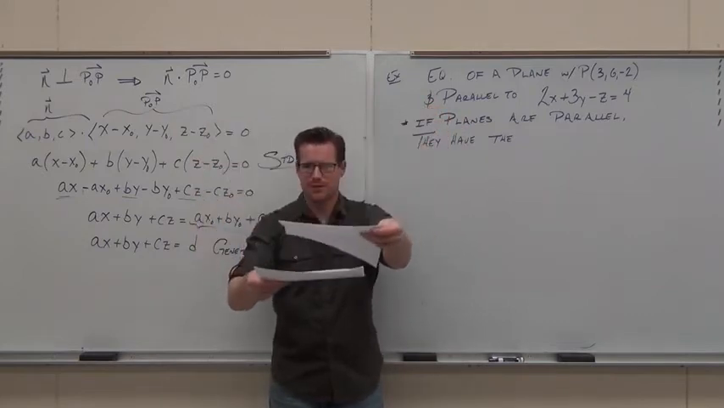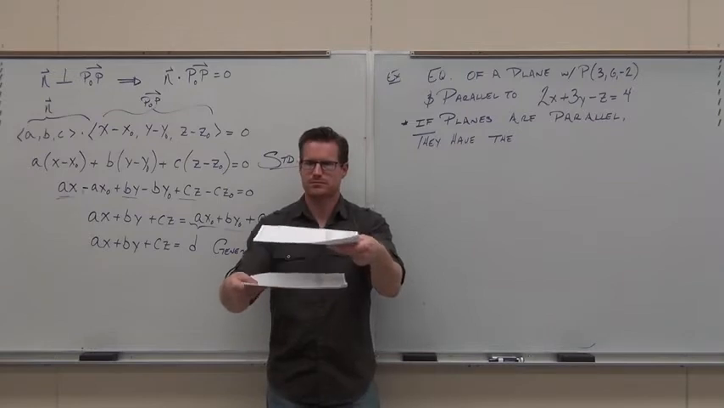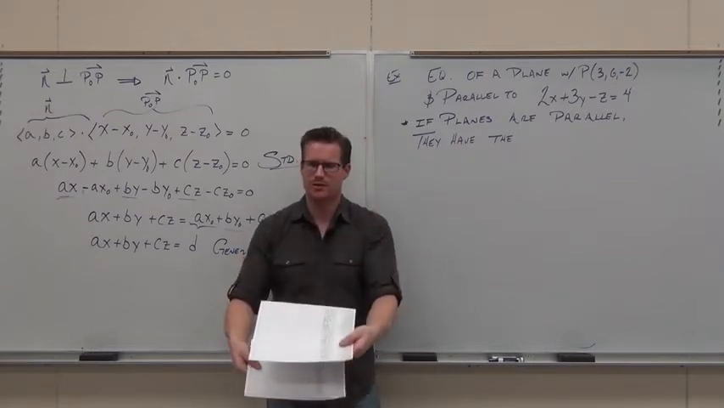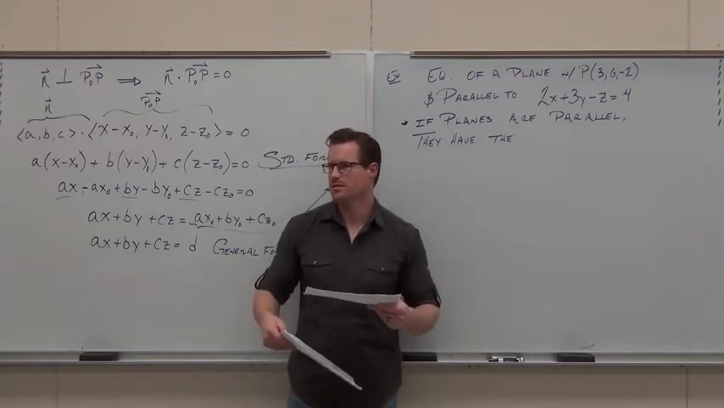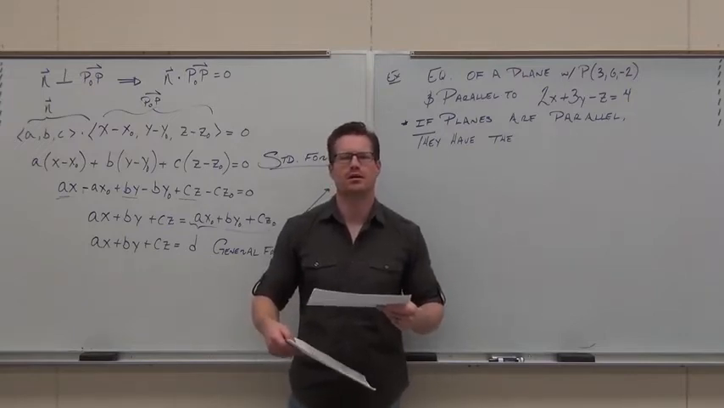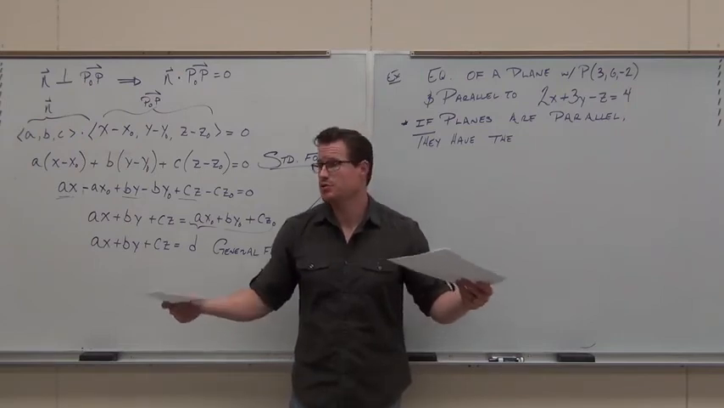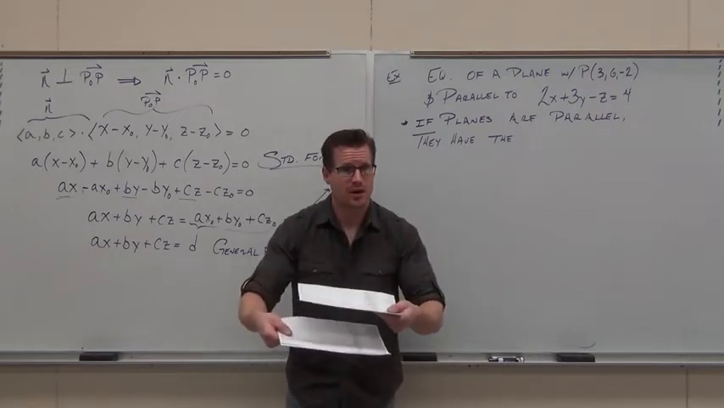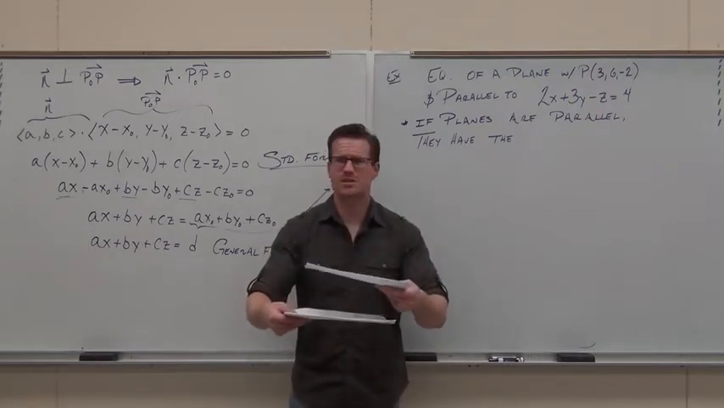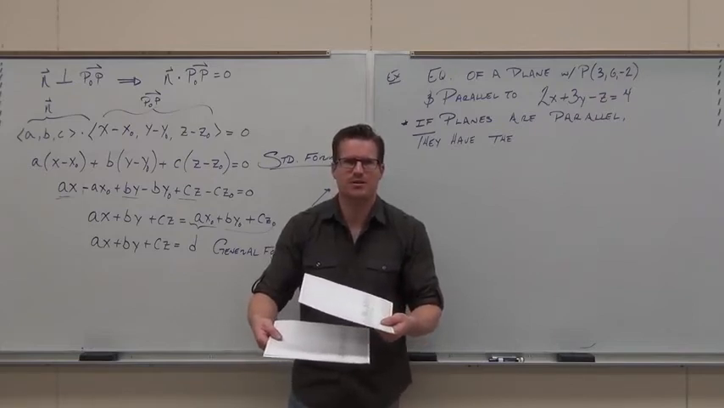It's a plane. These planes are parallel. Tell me something about their normal vectors. Tell me something about two lines that are parallel. Same slope. Or in 3D, same vector. Same direction, scalar multiples. So if these two planes are parallel to each other, can their normal vectors be anything else but the same vector?